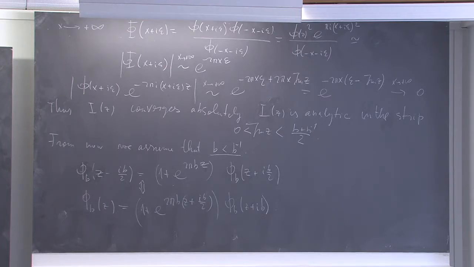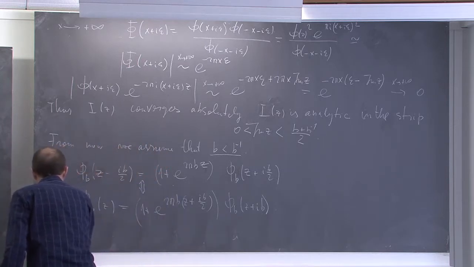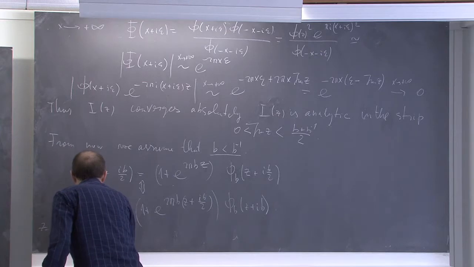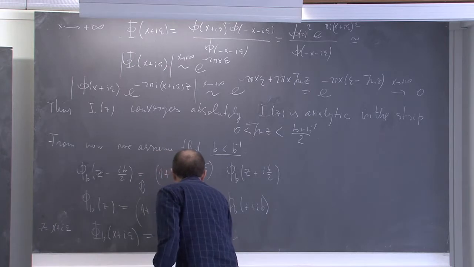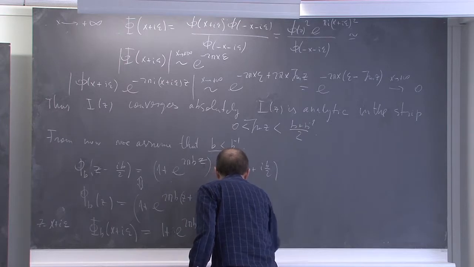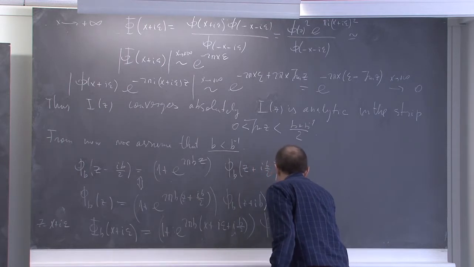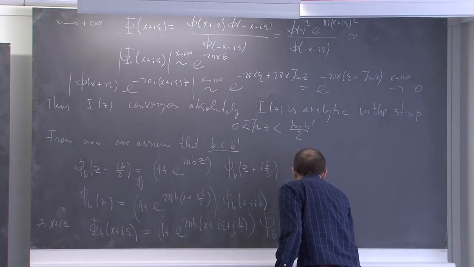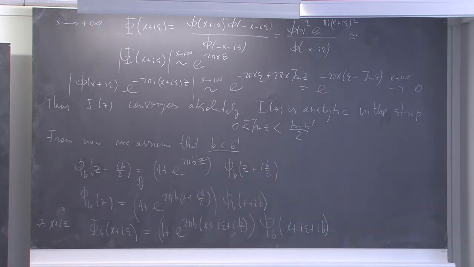And now we can put z equal to x plus i epsilon. So we have phi b of x plus i epsilon equal to 1 plus e to the 2 pi b (x plus i epsilon plus ib over 2), times phi b of x plus i epsilon plus ib. Now we have prepared the formula for taking the Fourier integral, at least the left-hand side.